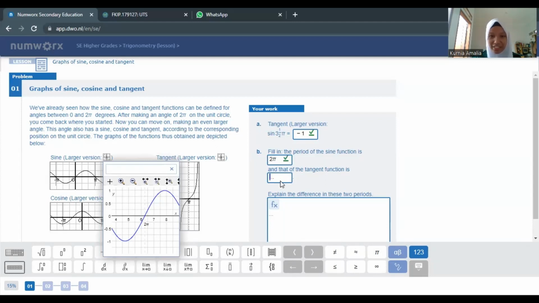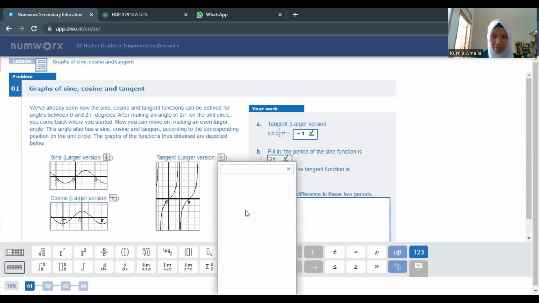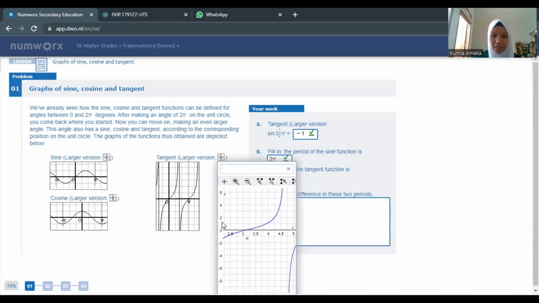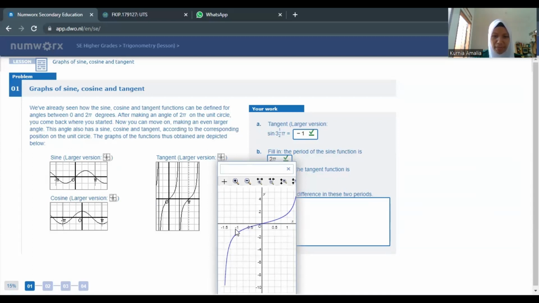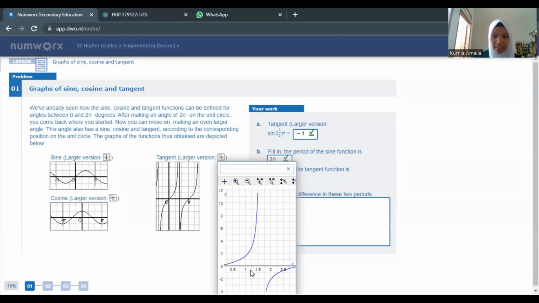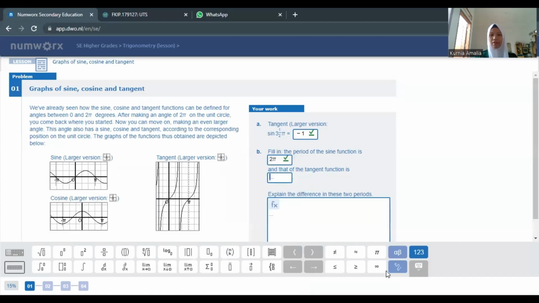The second one is the tangent function. We can answer it by clicking the tangent graph, and you can see the tangent graph starts from -1, passes through 0, and goes up to undefined, then repeats every pi. So we can say that the period of the tangent function is pi. Let's move to the second question.